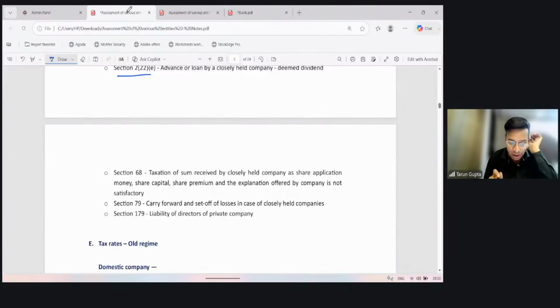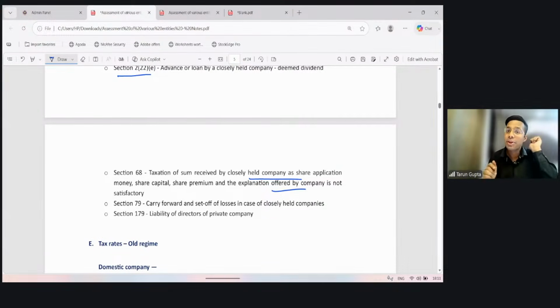Then Section 68. Taxation of sum received by a closely held company as share application money, share capital, share premium, where the explanation offered by the company is not satisfactory. So if you are a closely held company and you have received some share application money or share capital from some person, you are required to explain the source of such application money or share capital. But if you're a widely held company, such provision is not applicable. You're not required to demonstrate the source.